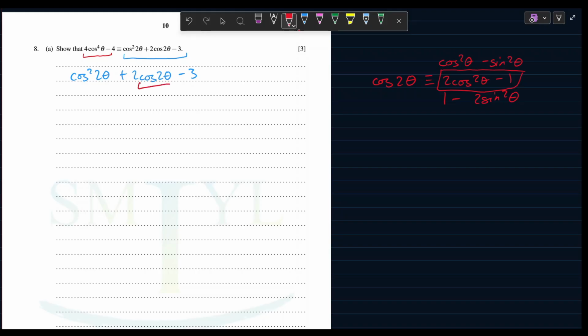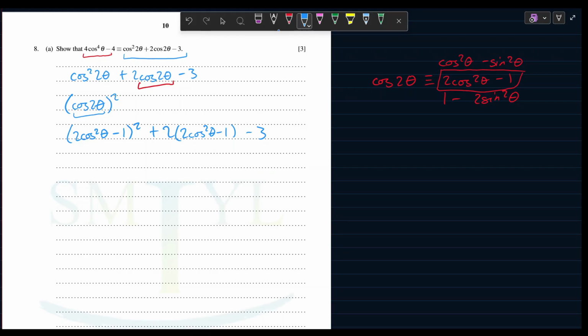So this cos 2 theta we're going to replace with our 2 cos squared theta minus 1. And remember, cos squared 2 theta is just the same as cos 2 theta squared. So we can also apply it here. So let's do that. It's going to be (2 cos squared theta minus 1) squared. And then here we've got plus 2 times cos 2 theta. So cos 2 theta is, again, we're going to use the same one, 2 cos squared theta minus 1, and this is minus 3.